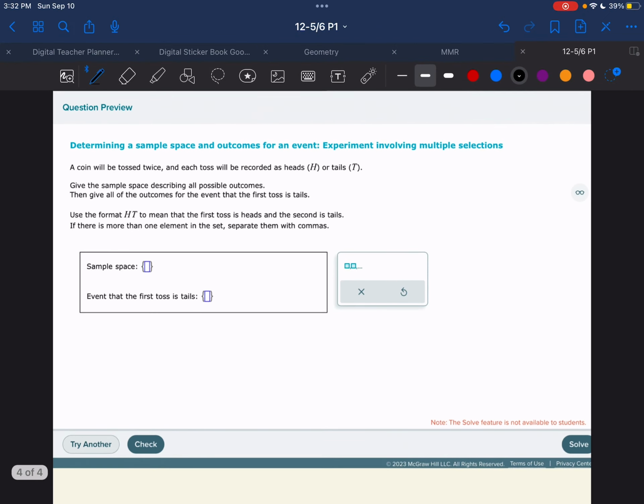Finally, you could have gotten a question that looks like this. I am tossing a coin twice, and each toss will be recorded as heads and tails. So first, we're going to list out that sample space. So I get a heads, and on my second toss, I could get a heads, or I could get a heads and then a tails, or I could get a tails and then a heads, or a tails and a tails. Next question is the event that I toss a tail first.